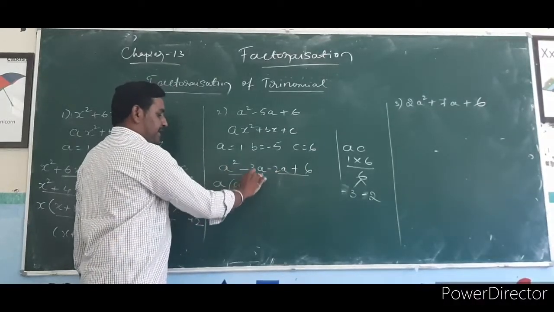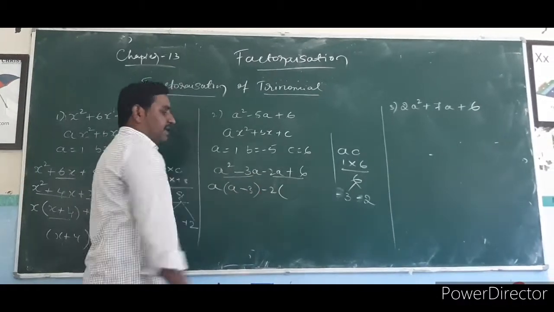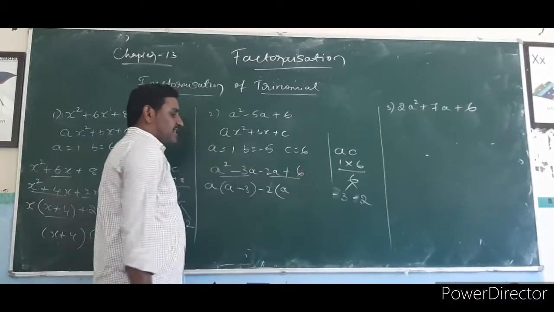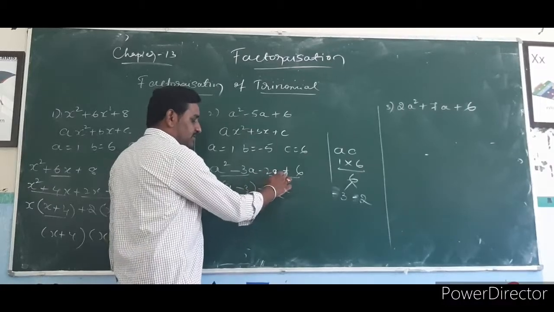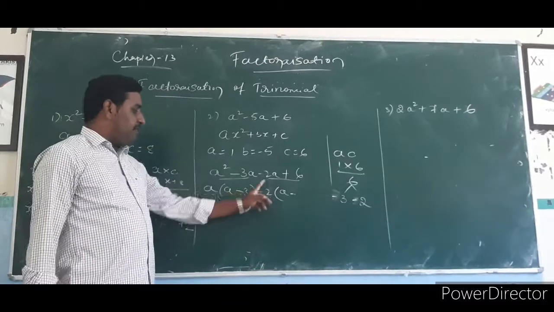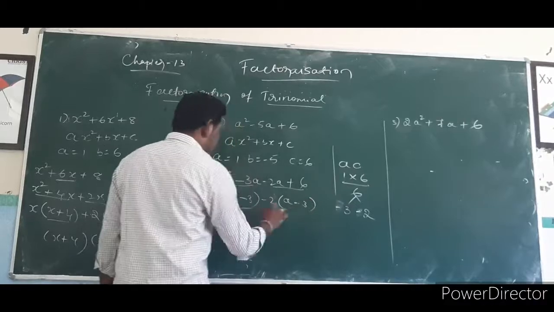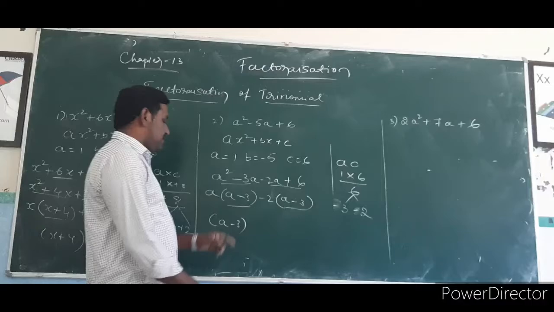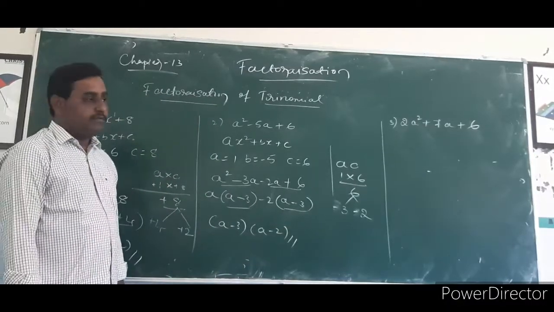So a minus 3. If I am taking minus 2 as common factor, then a is remaining. How many times does 2 go into 6? 3 times. But you are already taking minus here, so this plus will become minus, because minus into minus gives plus. So 3. Look, these two are the same common factor. a minus 3 I am writing once. Next, what is remaining? a minus 2. That is the answer for this question.